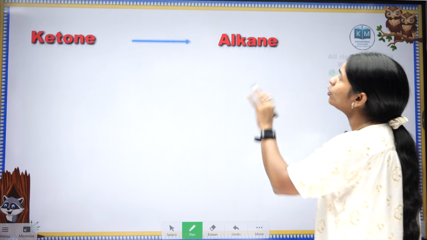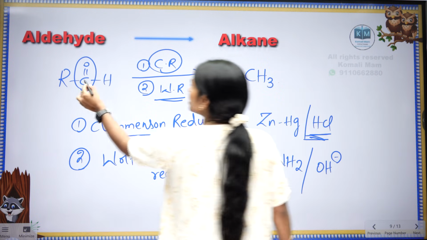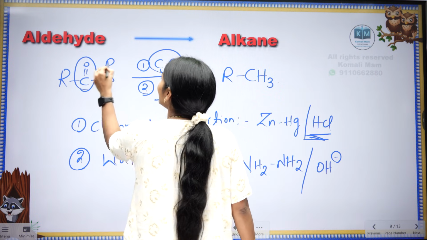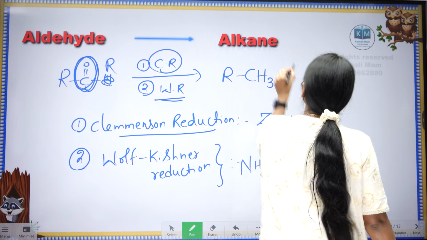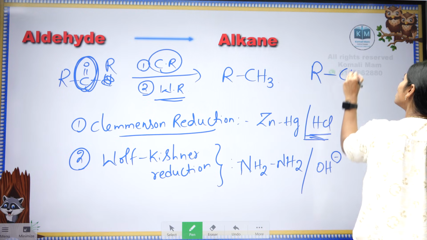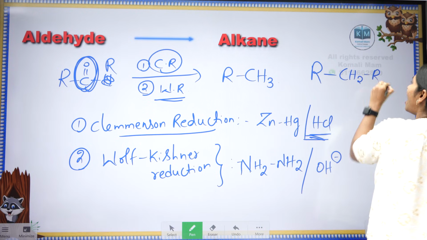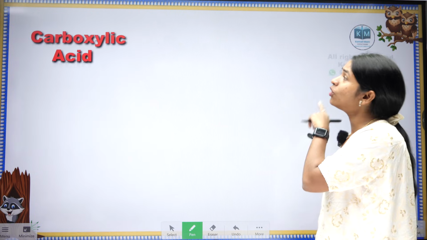Same thing you can do even for ketones also. Same reaction, instead of aldehyde here I'll put ketone, you can convert the C double bond O group into CH2. So what is the product I'll be getting? In place of C double bond O, I will keep CH2 and I will write R here. Easy students, easy. Ketones also we can convert into alkanes.